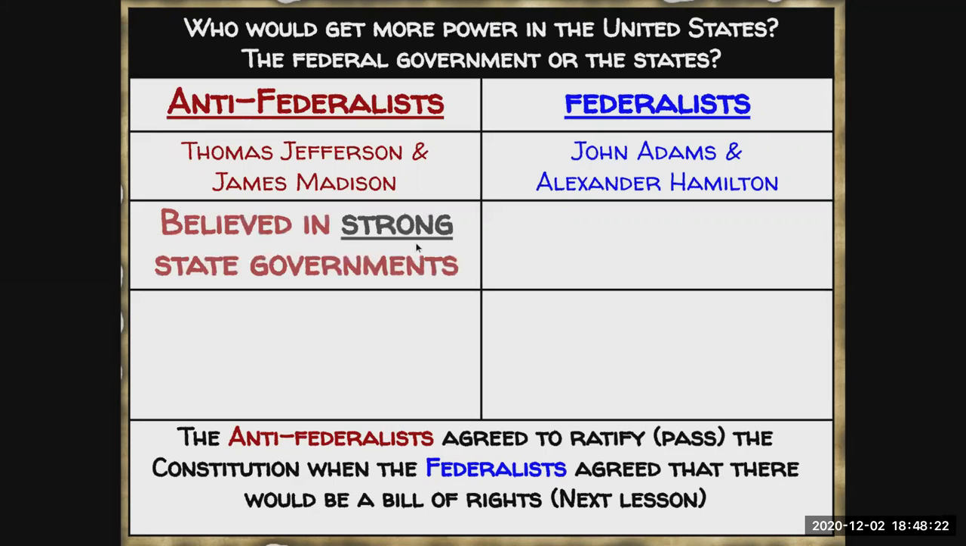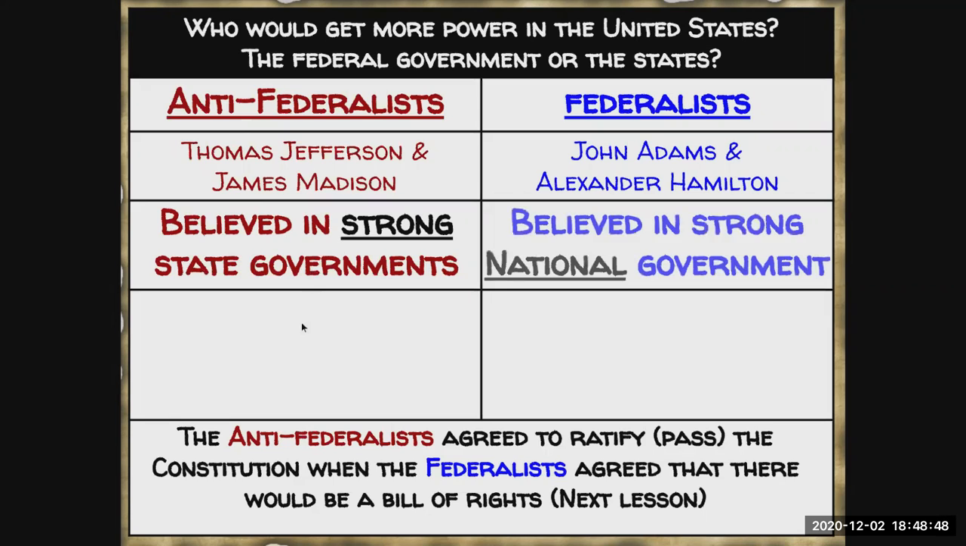So the difference between these two groups is that the anti-federalists, okay, anti-federal government, believed that the state governments should be strong, and they should be stronger than the federal government. That's why they're called anti-federalists. So the anti-federalists believed that state governments should be more powerful than the national federal government. On the other side, you have the Federalists who, because they were called Federalists, we know, believed in a strong national government. They felt that the central government should be stronger than the state governments.